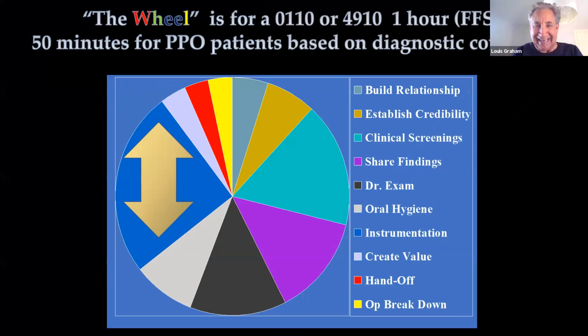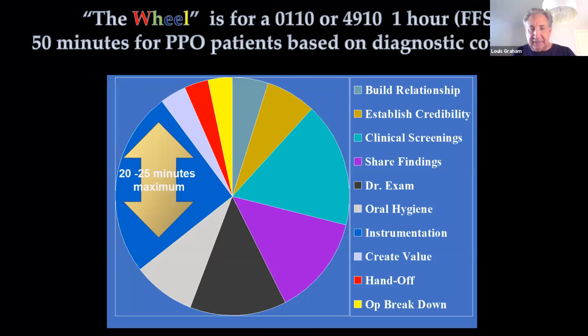This is what goes on in an hour. And in that hour, the hygienist is really only cleaning or doing their debridement for 20 to 25 minutes in a normal prophy or a 4910. This is not the wheel for active therapy, such as scaling and root planing, or scaling and root planing and curettage, or full mouth debridements. Now, this is for 4910s and prophies.